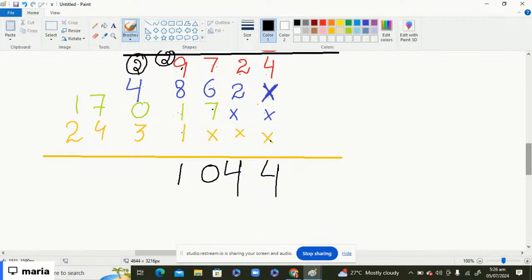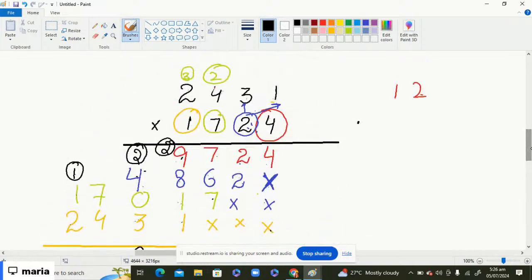Now add up this one, 2 plus 4 plus 3. What is the answer? 2 plus 4 is 6. 6 plus 3 is 9. Now 7 plus 4, what's the answer? 11. Put 1 here and 1 goes up as a carry. 1 plus 1 plus 2 is 4. This is your full answer when you solve this question.